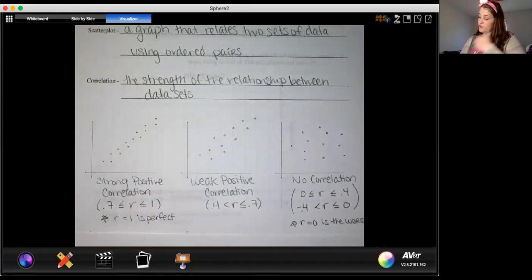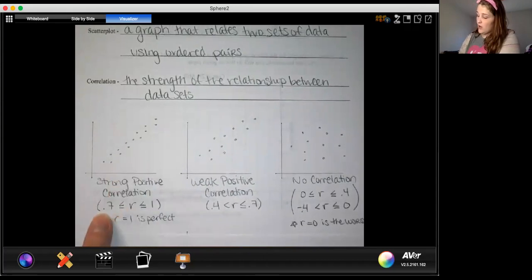So when we're looking at a strong positive correlation, our R would be between 0.7 and 1. Now, 1 is perfect, 1 is amazing, but we don't live in a perfect world. So you're going to see 0.9, 0.99, 0.99999, okay? Very, very rare is there ever 1, because obviously it has to be exactly perfect.